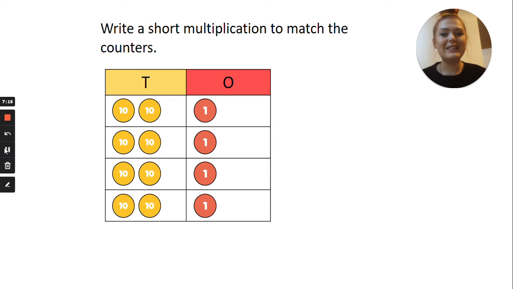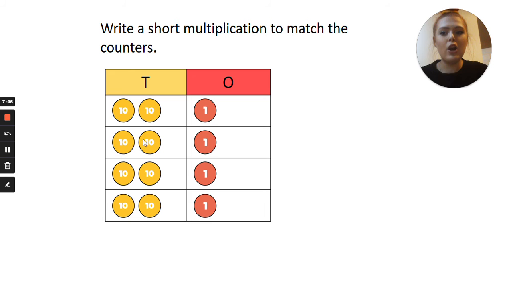As well as using Dean's blocks then, we can also use place value counters. So here, I've got 10s counters showing you how many 10s I've got, and 1s counters showing you how many 1s I've got. I would like you to pause this video and write out the short multiplication for this pictorial representation. So what number do I have going across? How many 10s, how many 1s? That tells you what my big number is.